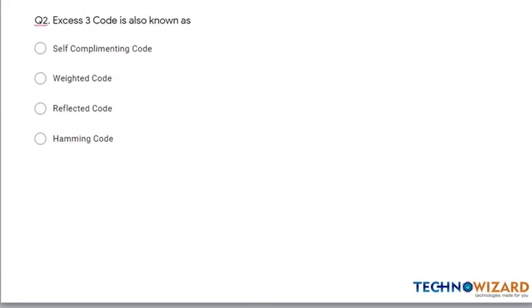Second question is, excess 3 code is also known as self-complementary code or unweighted code. Remember this, unweighted code.